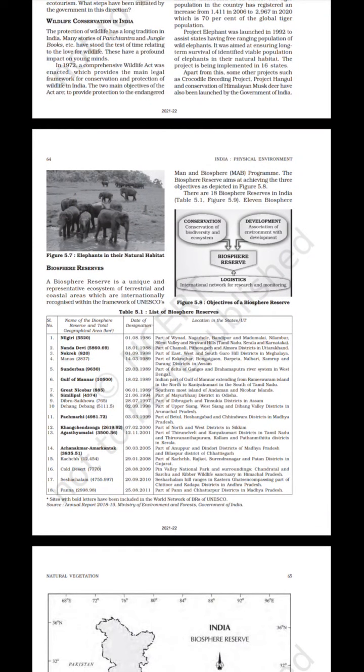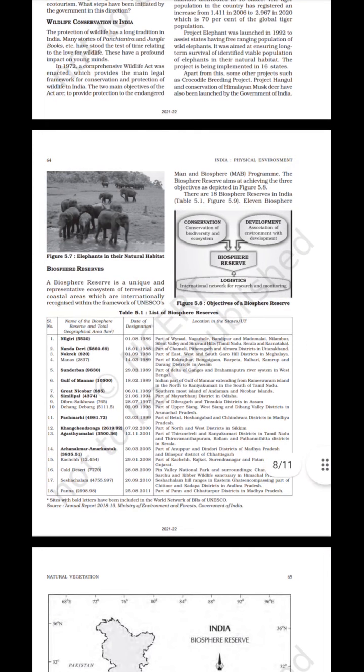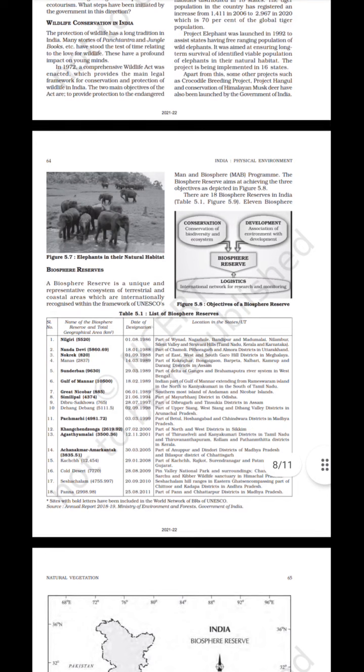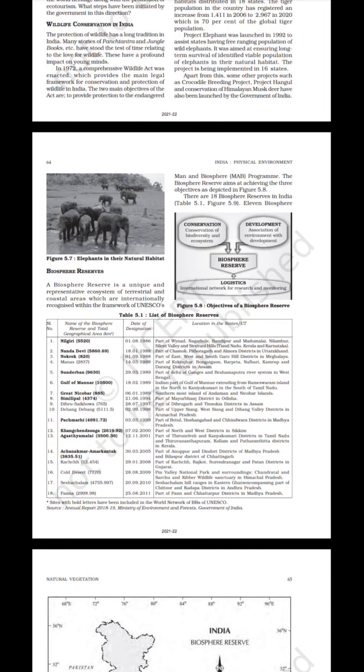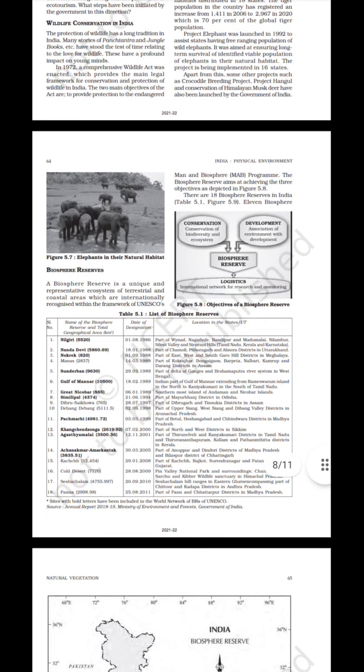Biosphere reserves. A biosphere reserve is a unique and representative ecosystem of terrestrial and coastal areas which are internationally recognized within the framework of UNESCO's Man and Biosphere Program. The biosphere reserve aims at achieving the three objectives as depicted in figure 5.8. There are 18 biosphere reserves in India. Table 5.1, figure 5.9. 10 biosphere reserves have been recognized by the UNESCO on World Network of Biosphere Reserves. Take a look at figure 5.8, objectives of a biosphere reserve.